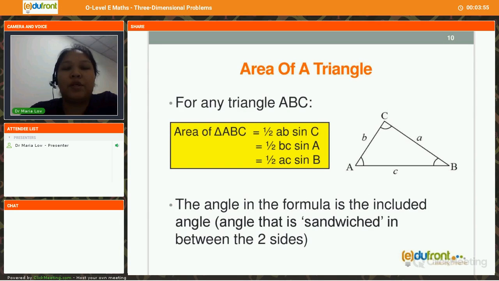Then of course we also need to find the area of a triangle. In the past, for area of triangle we use half times base times height. That is provided we have the perpendicular height with respect to the base. For this particular calculation using half ab sine C, there is no need for a right-angled triangle. We can use this technique to calculate the area of any kind of triangle provided we have the two sides followed by the angle that is sandwiched in between it, which we call the included angle.